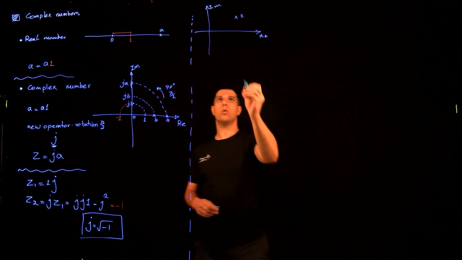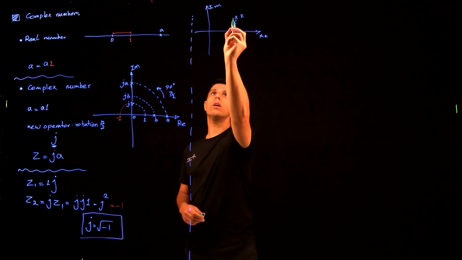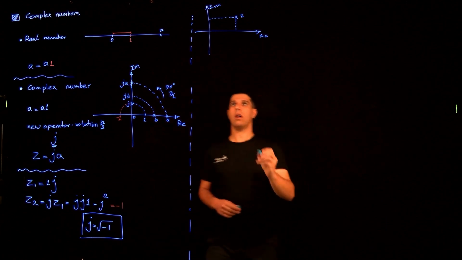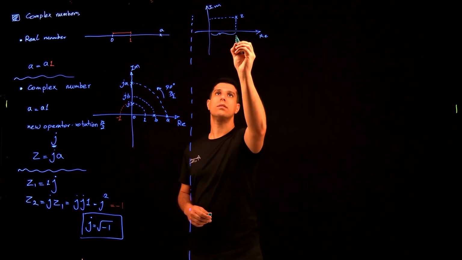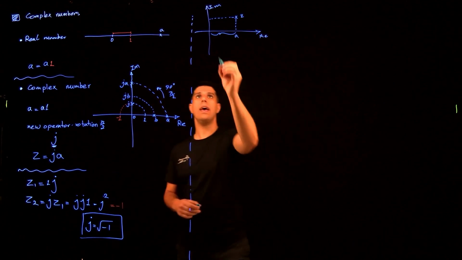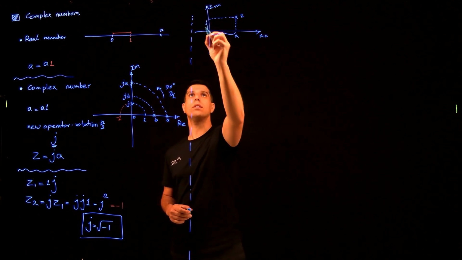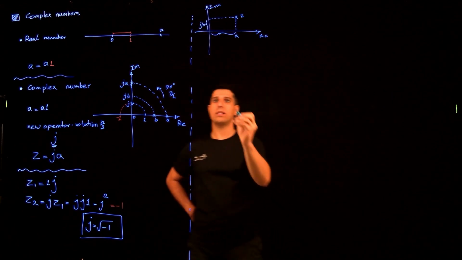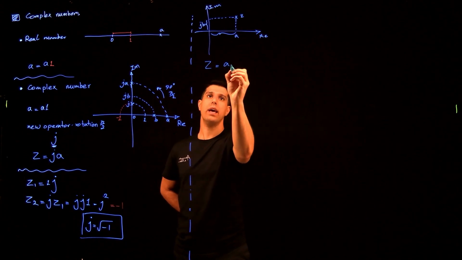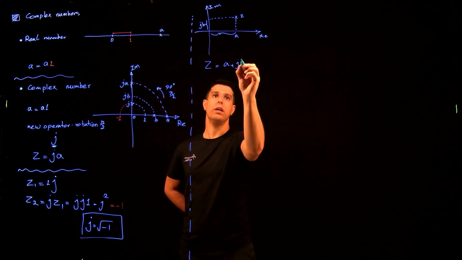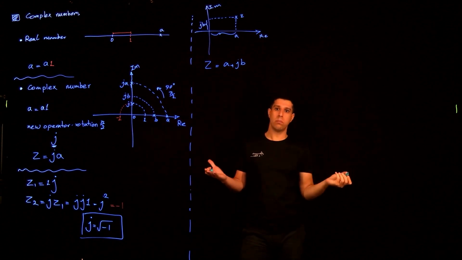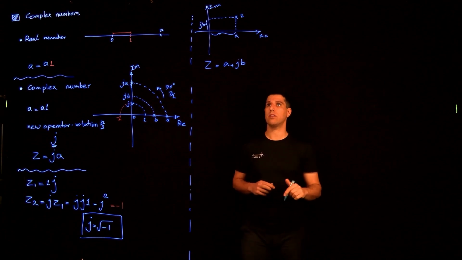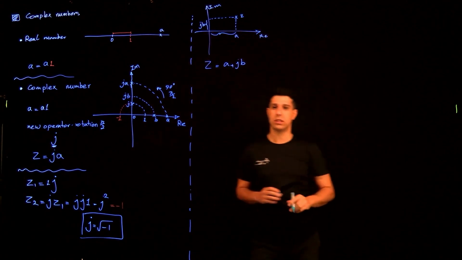What we can do, we can look at the components of this number along the two axes. We arrive at some real number A, and we arrive at some value JB. We can write Z as A plus JB. Essentially adding two numbers together, one real, one imaginary, we arrived at another complex number anywhere on this 2D plane.